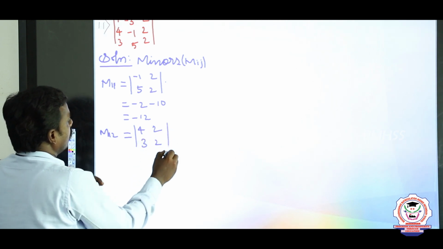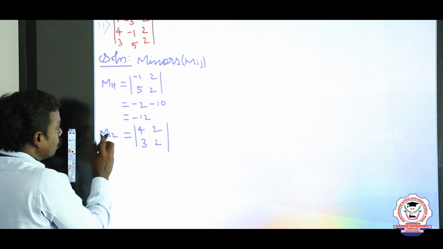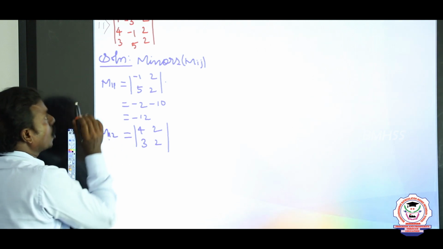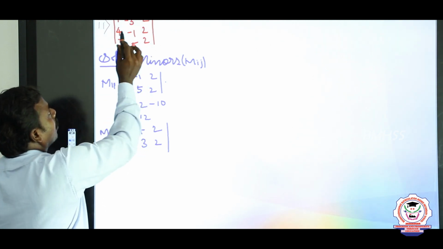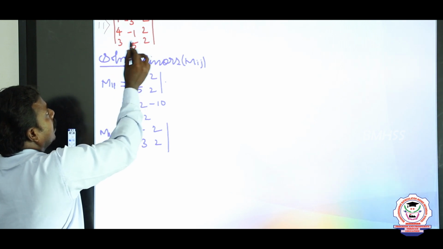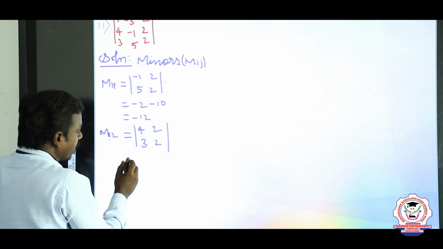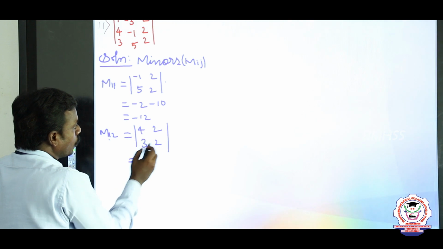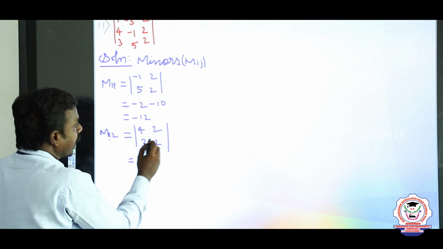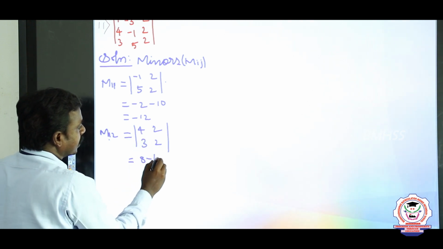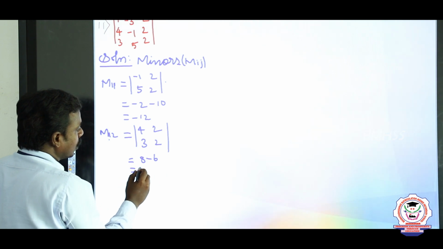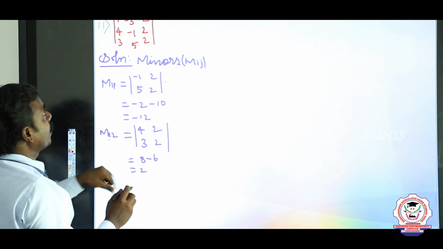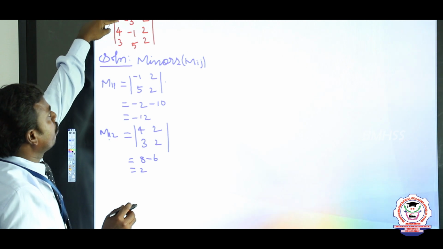Listen, dears. So M12, we need to omit the first row and second column. So the remaining values are 4 2 3 2. From this I am going to determine the determinant. So 4 2s are 8 minus 3 2s are 6. So 8 minus 6, that is 2. So 2 is the minor of minus 3.